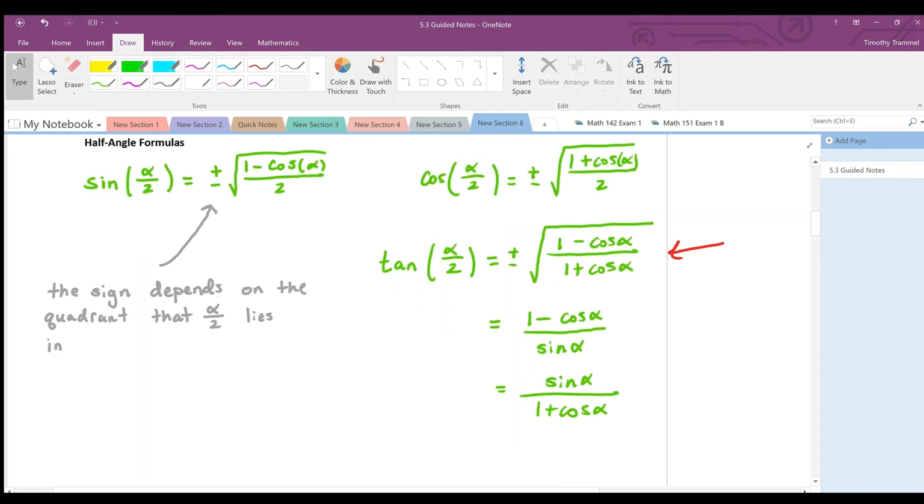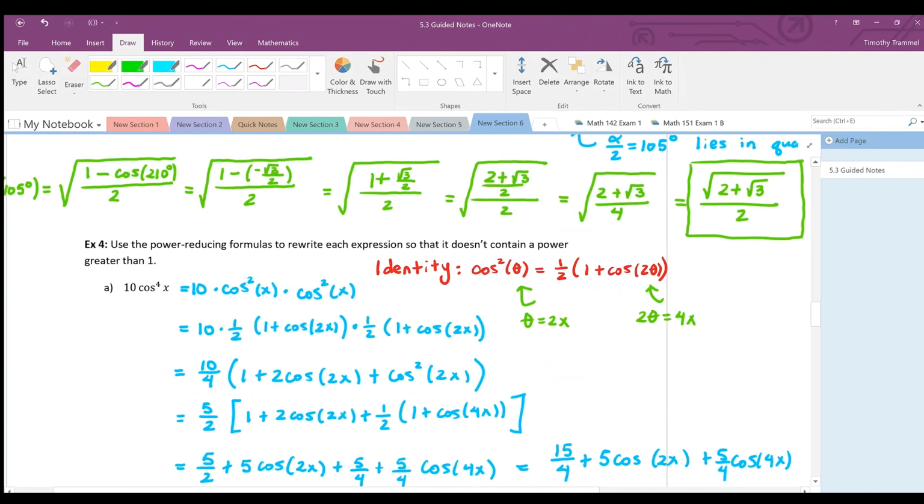Okay. Now, note the original problem already has a 1 plus cosine alpha in the denominator. So we want to somehow go from 2 times this thing to something that has this as a factor in the denominator. I like starting with that. Let's just start off with tangent of alpha over 2 is equal to sine of alpha divided by 1 plus cosine alpha.